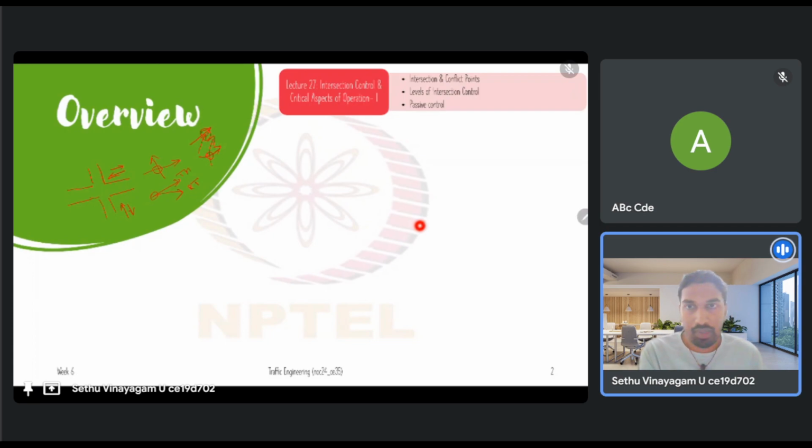Next we looked at levels of intersection control. We can provide these intersection controls at various levels. We have three different levels: level 1, level 2, and level 3. Level 1 is called passive control. Here you do not have anything like signals or signs. There is no physical equipment or device that actively tells a driver what they have to do explicitly.